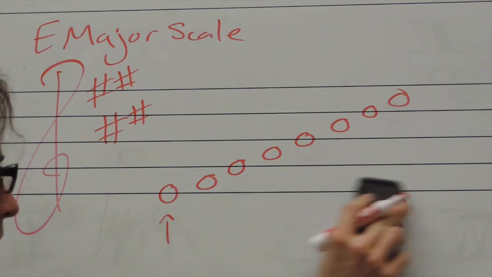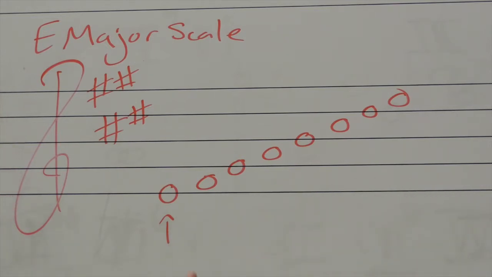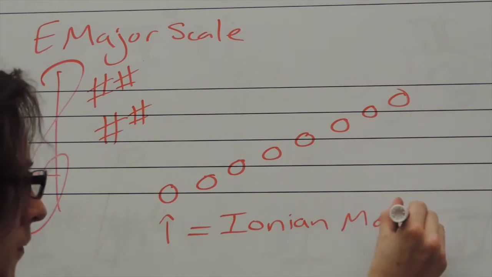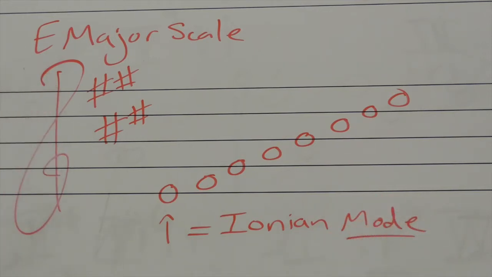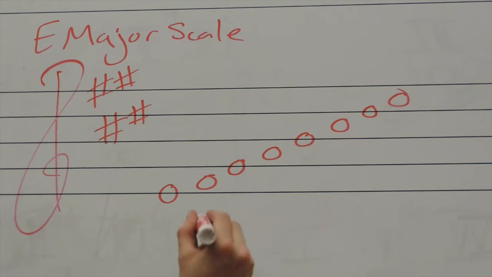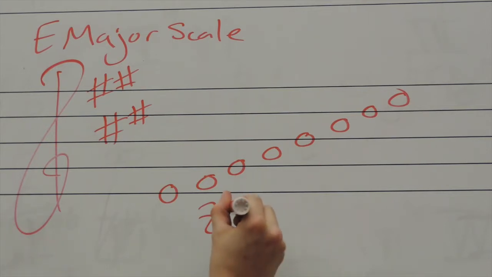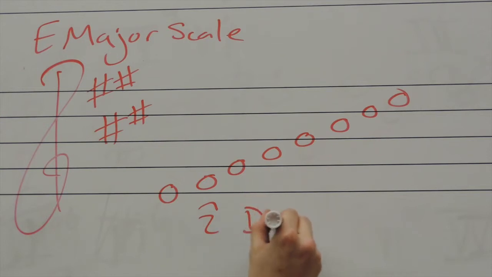And we're going to begin with 1. Every scale degree is associated with a particular mode. Scale degree 1 is associated with the Ionian mode. Another example would be scale degree 2. Scale degree 2 is associated with the Dorian mode.